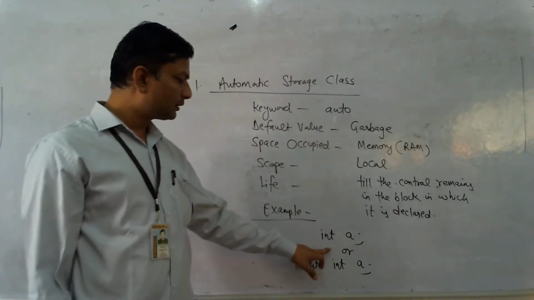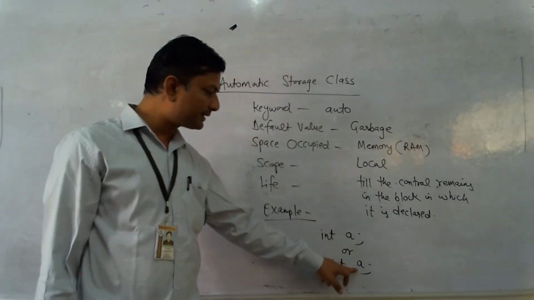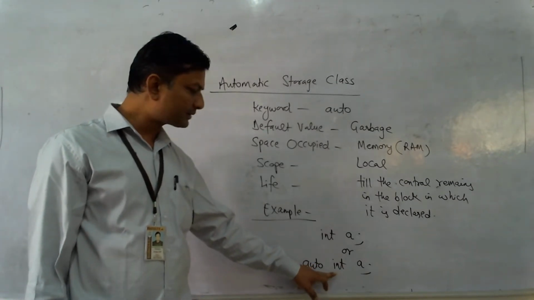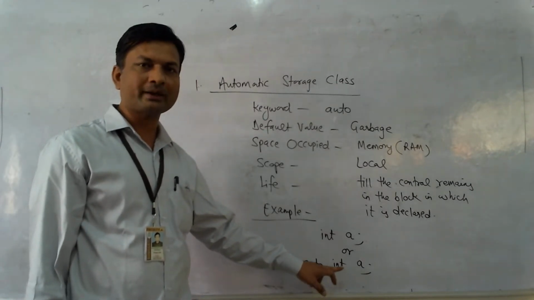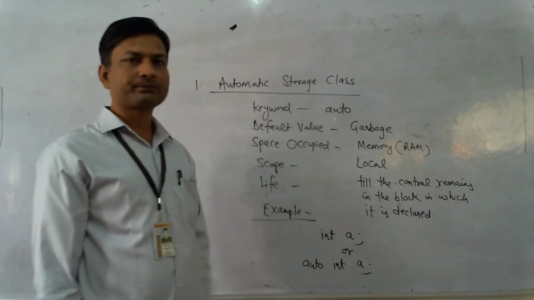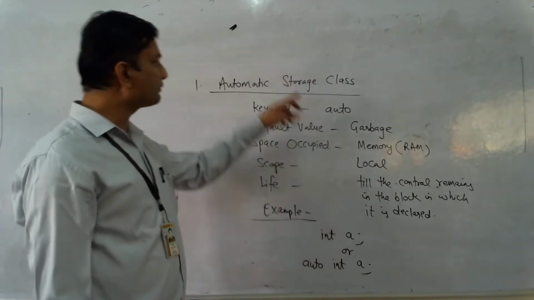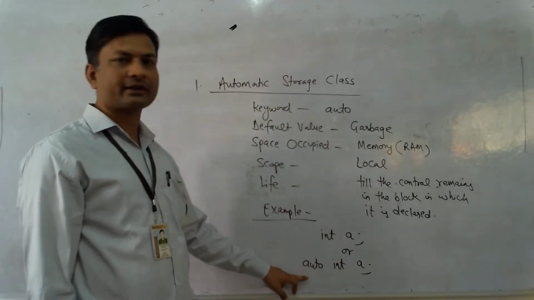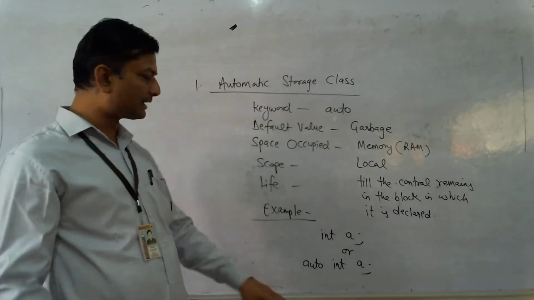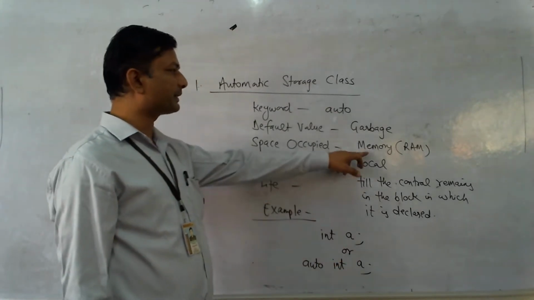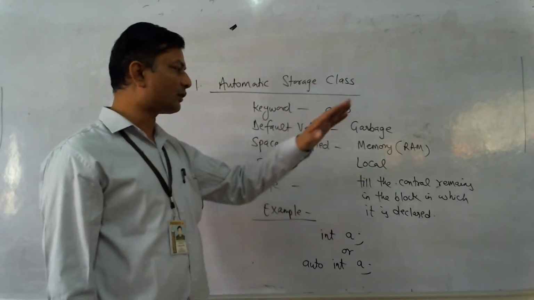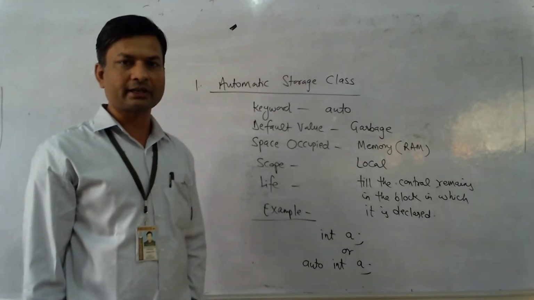So according to this statement, a is a variable. It will occupy 2 bytes because its data type is int. Where? It will occupy 2 bytes in memory, because it belongs to automatic storage class, and we know that according to the features of automatic storage class, all the variables occupy space in memory, and their scope is local and life is till the control remains in the block in which it is declared.